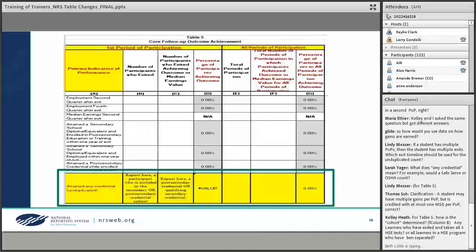It doesn't matter if it was post-secondary or secondary. We'd like you to count that student one time on this row for the last credential that they earned. And Larry's right, there is a list of credentials that are illustrative in the guidance, but there may be other state-recognized credentials that we don't have explicitly listed in the guidance. But if SafeServe or OSHA are state-recognized post-secondary credentials, then those would be able to be counted as a post-secondary credential.